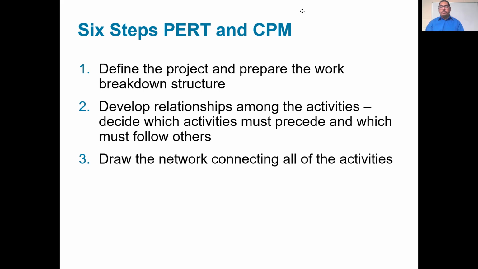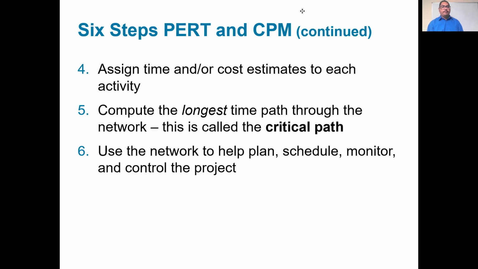Then we're going to draw the network connecting all of these activities. We will see 2 types of networks that we want to draw: the activity on node and the activity on arrow. We will see those examples in a second. We're also going to look at how we can assign time and cost estimates to these activities. That's important. That's one step also, or the 4th step actually, of using the PERT and CPM framework.